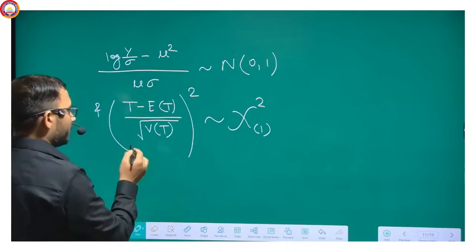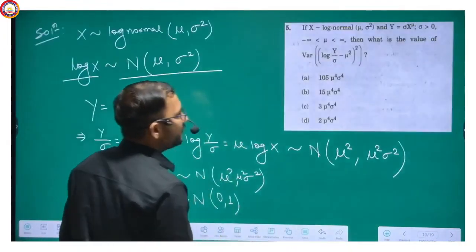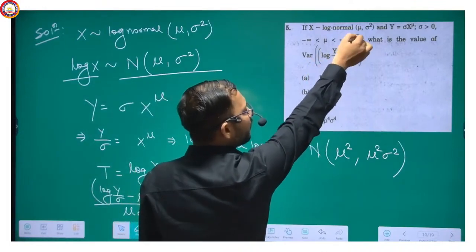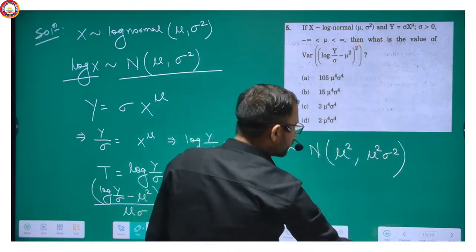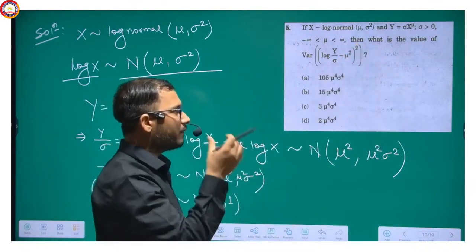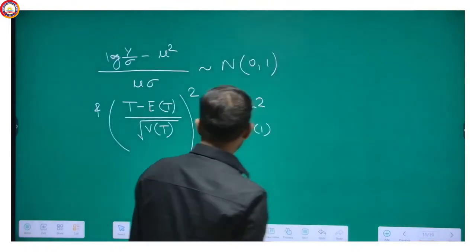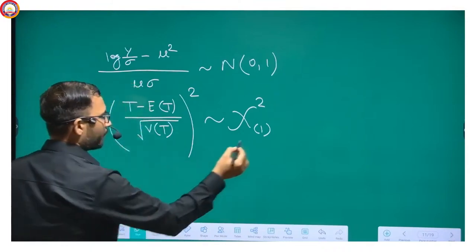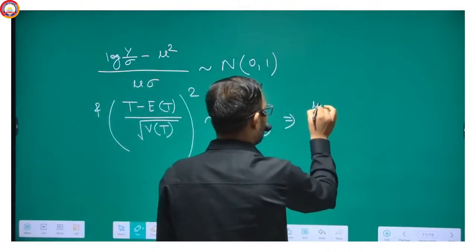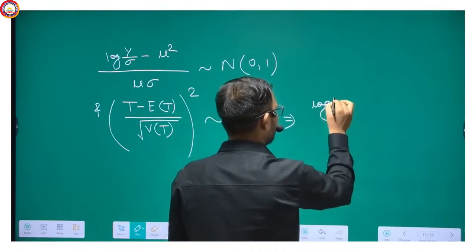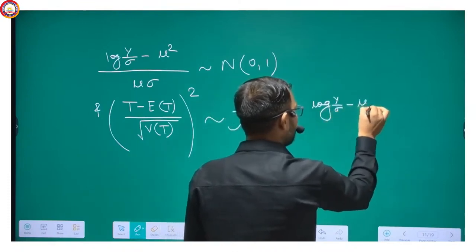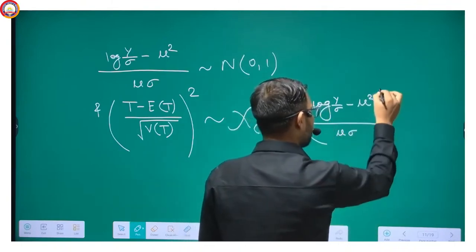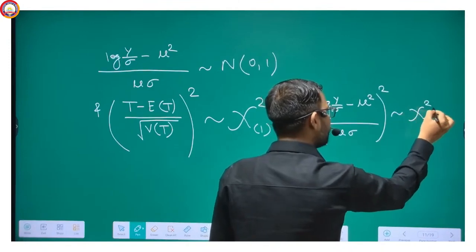Now see the question there. What is given in the question? It says log y upon sigma minus mu square, its whole square. So the whole square of log y upon sigma minus mu square. And what we have written here? This is nothing but log y upon sigma minus mu square upon mu sigma whole square, and this is following chi square 1.